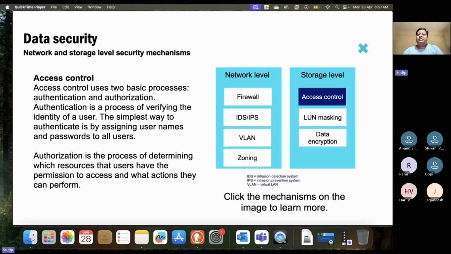Then what is authorization? After a person has been successfully authenticated, that means you have understood that this person is a genuine person and their ID proof matches what they are saying and what they are claiming. Then what level of access does that person have to some of the resources? That is called authorization.